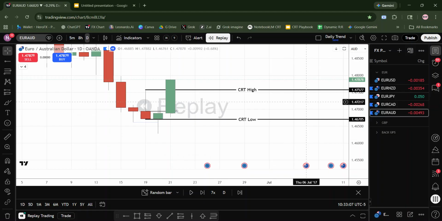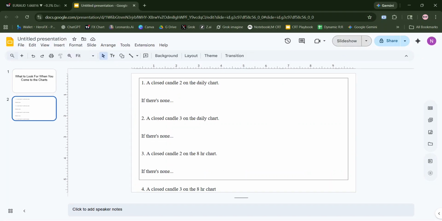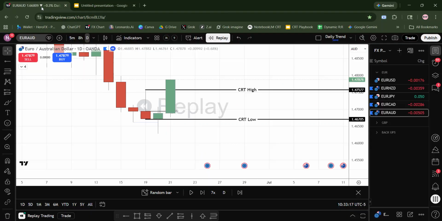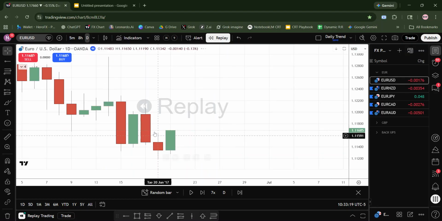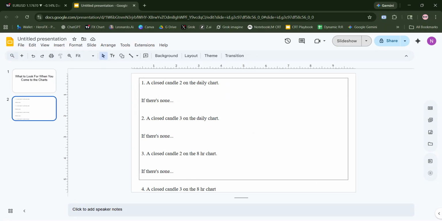Now, lastly, this is enough here. I don't feel the need to drop down if I get a good selection on the daily chart. I just don't. That's just me. So that's just saying if there is none. But let's just say on Euro Dollar, which didn't give me much of anything, how would I treat that? Just for the sake of illustration, I don't see a candle 2 on the daily. I don't see a candle 3 on the daily.